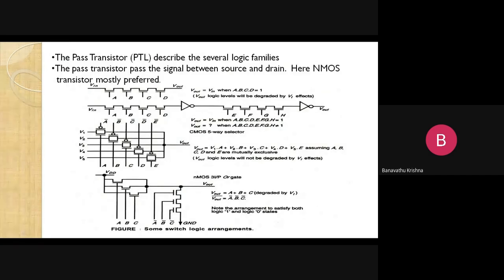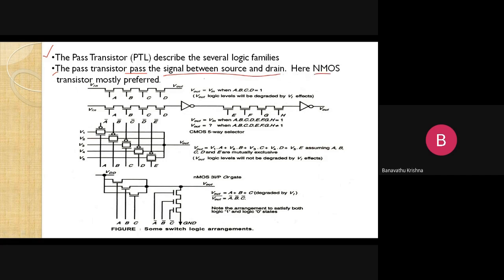Next, I want to show some arrangements of transistors, right? The pass transistor describes the several logic families. Logic families are nothing but the TTL logic family, NAND gate and NOR gate. All the logic families are implemented by using pass transistors, right? And the pass transistor simply passes the signal between the source and drain.